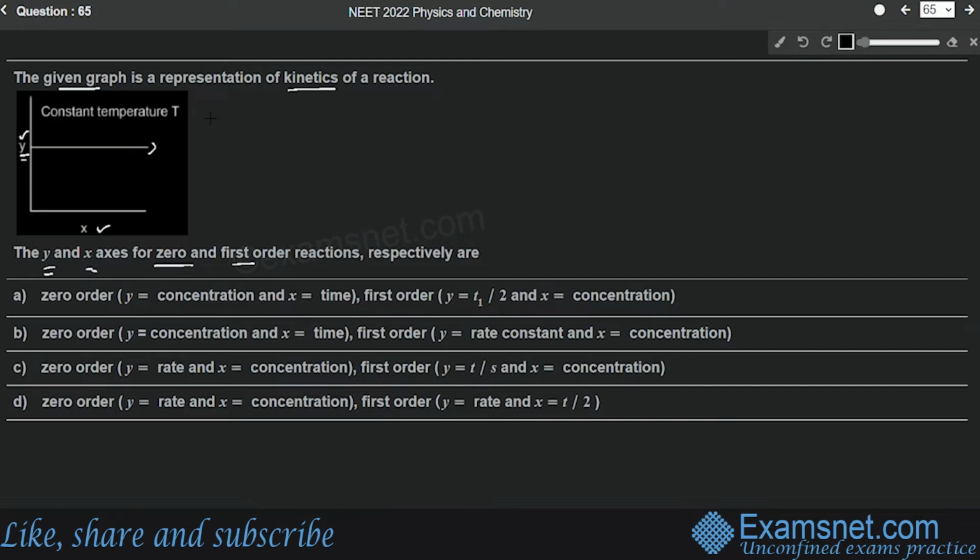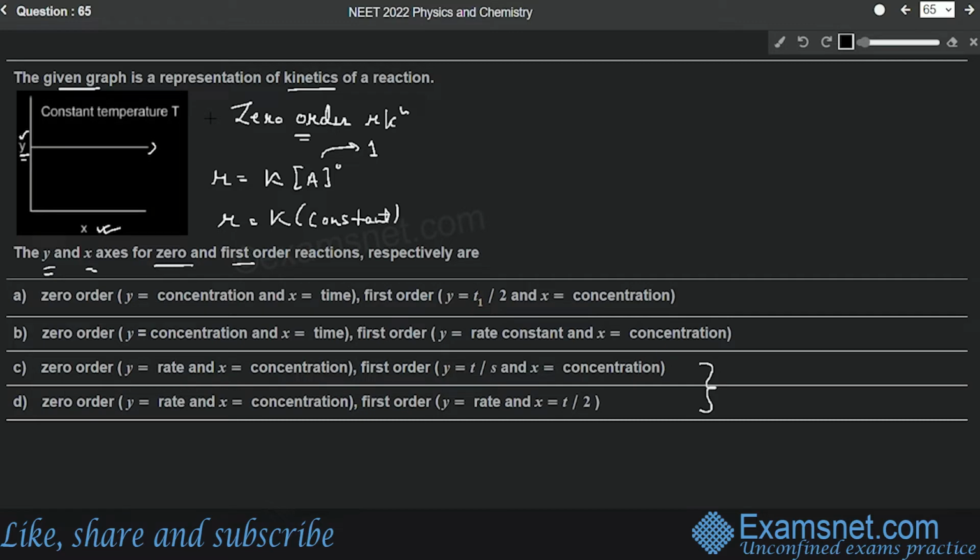Okay, so we have to find out which quantity remains constant in case of 0 order and in case of first order reaction. So let's talk about the 0 order reaction first. We know that in 0 order reaction the rate of the reaction R is equal to K into A to the power 0. Now A to the power 0 means what? 1. So rate will be equal to K, that is a constant. Okay, so y should be the rate in case of 0 order reaction. So either option C or option D should be correct, and x will be the concentration because concentration is changing but rate is not changing.